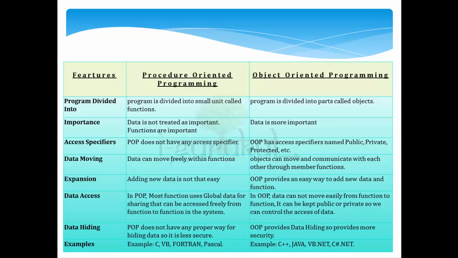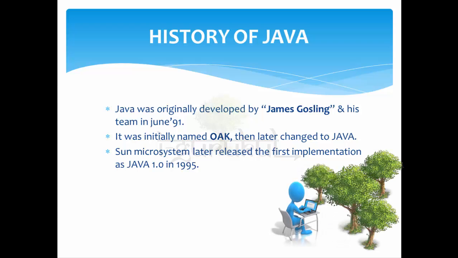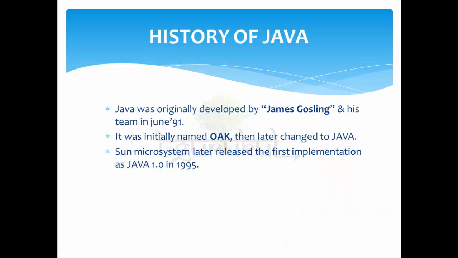Now let's have a look at the history of Java. I will not be boring you with the history. I have just written 3 points for the history of Java. It was first developed in 1991 by James Gosling. It was initially named Oak because while he was developing Java, there were too many oak trees around him. Then Sun Microsystems later released the first implementation of Java in 1995. If you want to learn more about the history, you can check out the books.